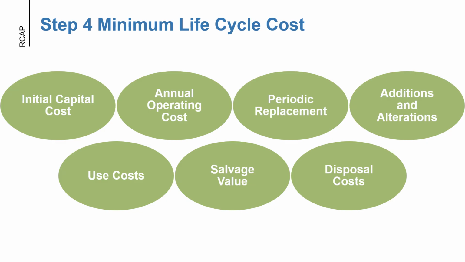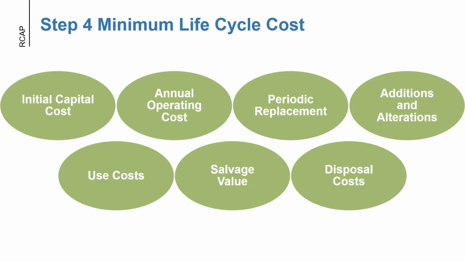So that would be your initial capital cost. That is the upfront expenses associated when you purchase the asset, covering that purchase, installation, and any other initial upfront costs. The annual operating costs consider the ongoing costs related to the asset's operation, including expenses for energy consumption and regular maintenance. Periodic replacements consider that certain components of the asset may need to be replaced or refurbished at scheduled intervals, and these costs are factored into the life cycle analysis.